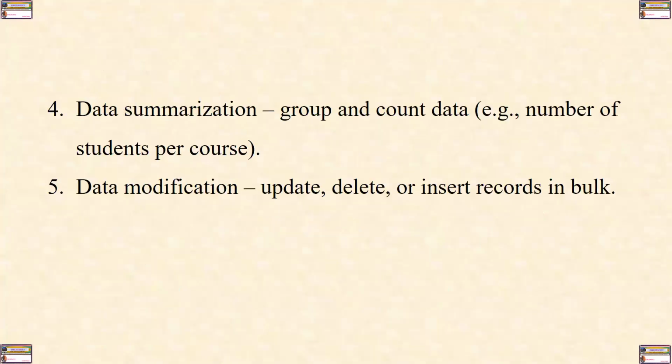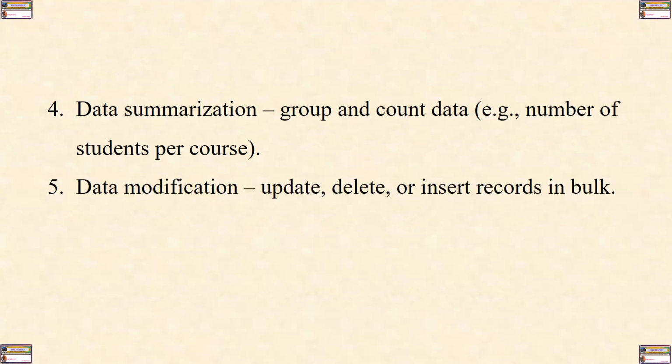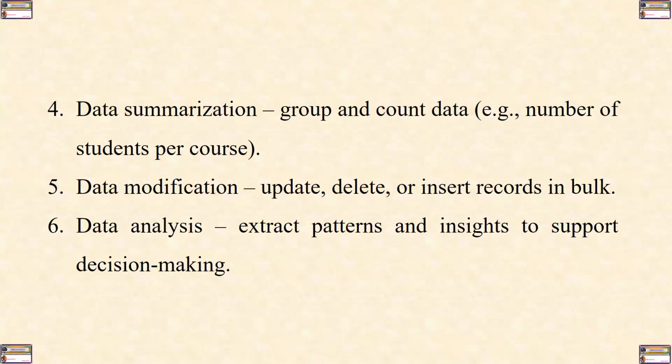Number 4, we use queries to do what we call data summarization, which means you can use a query to group data and also count data, for example, the number of students per course. Number 5, we use queries to do what we call data modification, or to modify data, by executing activities such as updating the data, deleting the data from your database or from a table, as well as inserting new records in a table or in bulk.